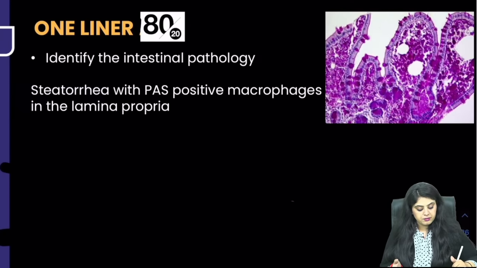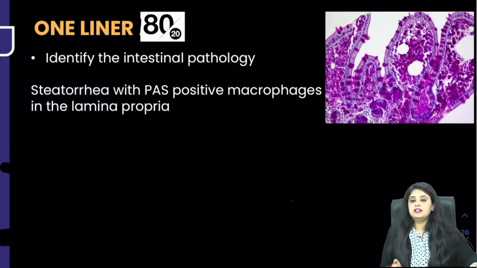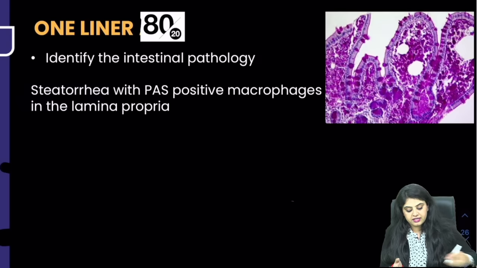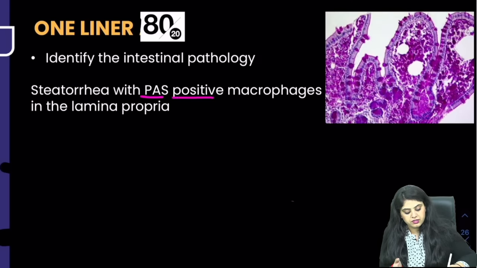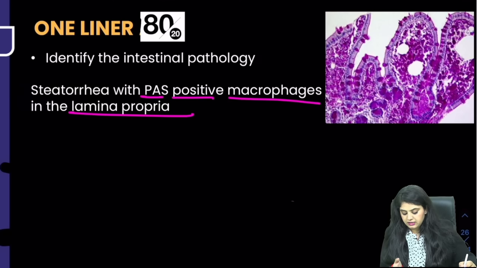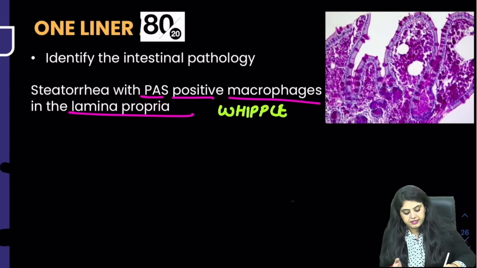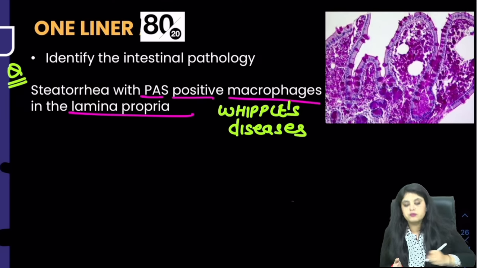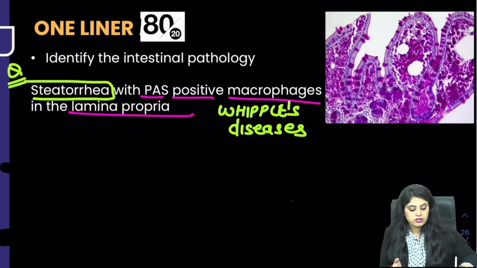Identify this intestinal pathology, and I think I've been kind enough to actually mention what is there. It is intestinal, and they've shown you PAS positive macrophages present in the lamina propria, much expected. Yes, that is going to be perfect. That is going to be Whipple's disease. Perfect, guys. Now, the question that came in the previous INI-CET is in front of you. That patient will have steatorrhea, and how will you identify? This is what you will see.